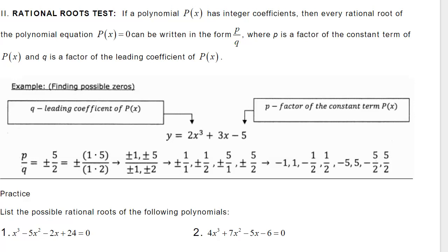There's something called the rational root test. What the rational root test does is it tells you all of the possible rational roots of any polynomial. Now, it only includes rational roots, meaning it won't give you irrational roots like square roots or imaginary numbers. It only will give you rational roots.